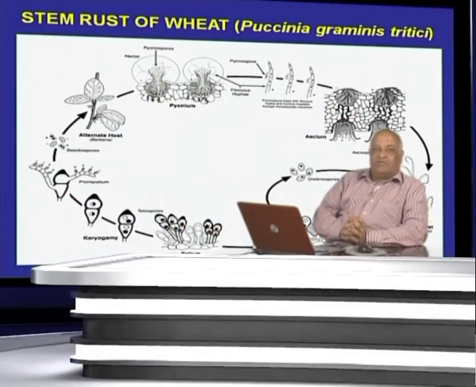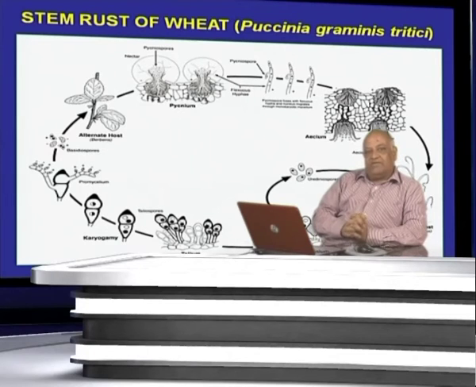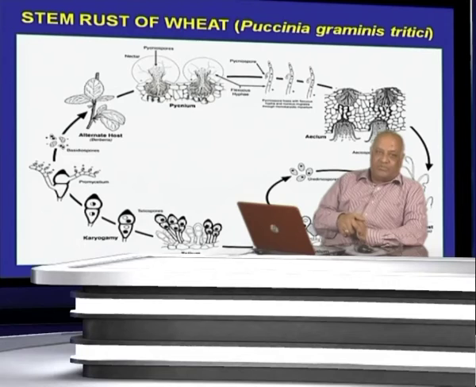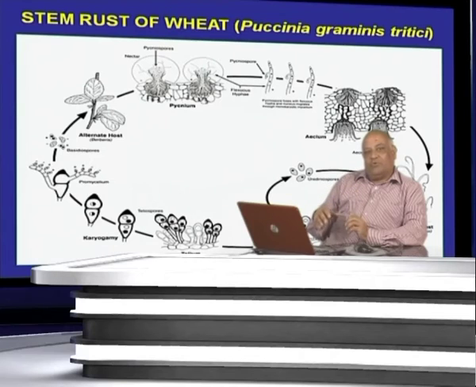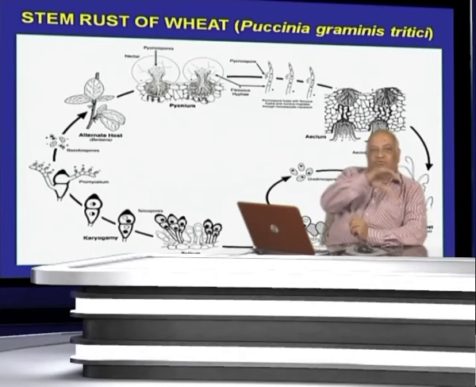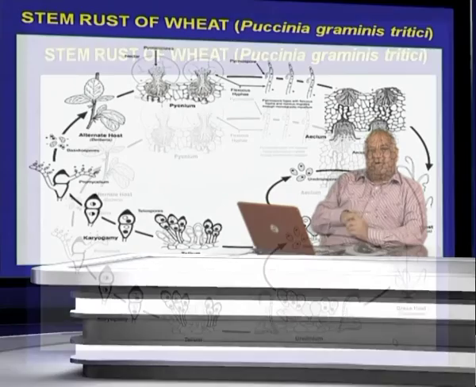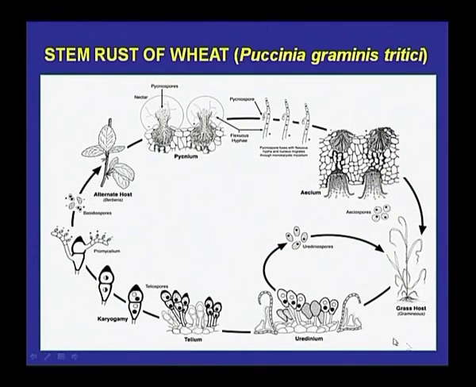It was a great enigma where these urediospores were coming from, and then the life cycle was completely studied, and it was found that it completes its life cycle on another alternate host, the berberis plant, which grows on the hills. At the time of growing wheat in the rabi season, these urediospores come from the hills and infect the wheat crop in the plains.